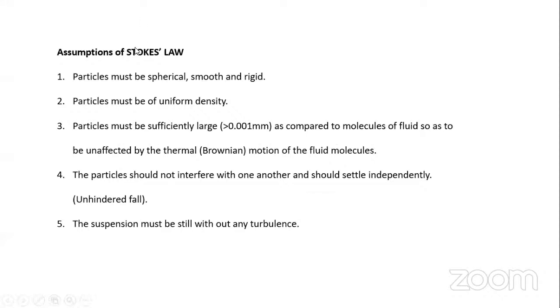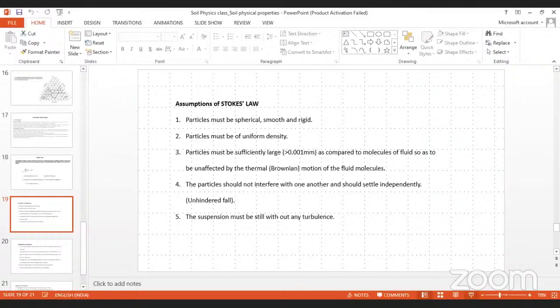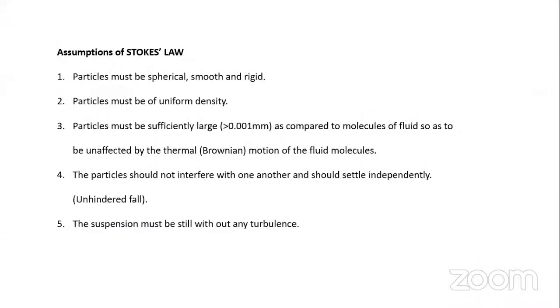Now there are some assumptions of Stokes' law. First, particles must be spherical, smooth and rigid. The second assumption is that particles must be of uniform density, and sufficiently large so that they are not affected by thermal movement or Brownian motion. The particles should not interfere with one another and should settle independently, and the suspension must be still without any turbulence. These are the five assumptions which should be followed in Stokes' law. But the application of Stokes' law in soil has its own limitations.